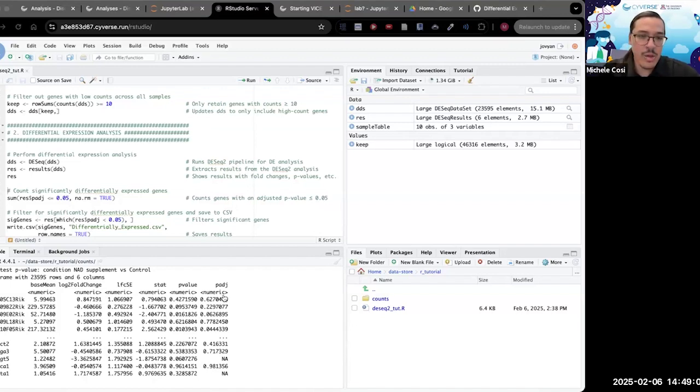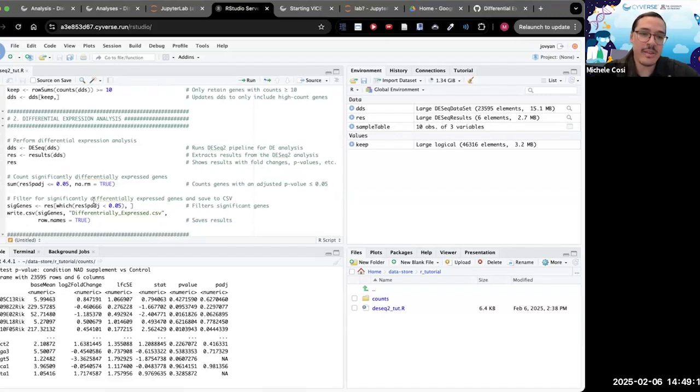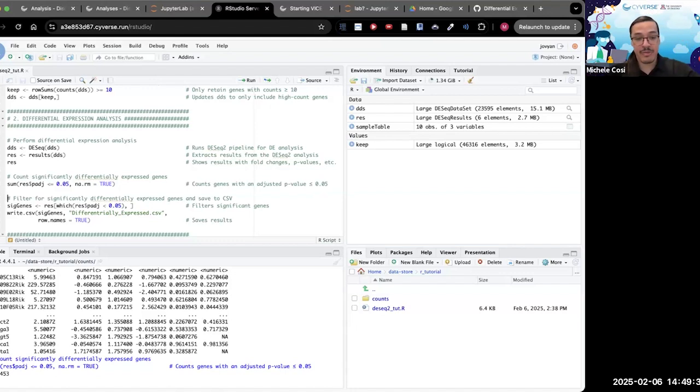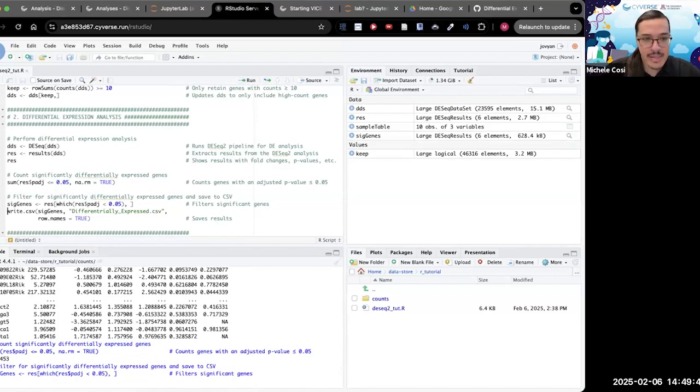And we want to now be able to do a couple of things. We want to adjust the p-value to count only the significantly differentially expressed genes. So we use a p-value that is smaller than 0.05, as we were talking about earlier. And there are 5,453. Okay, we can work with that. We're going to filter these genes. So we're going to keep the significant genes, and we're going to write them onto a CSV.